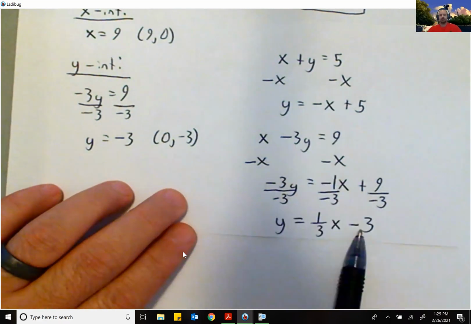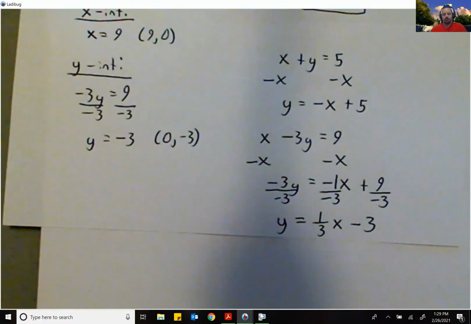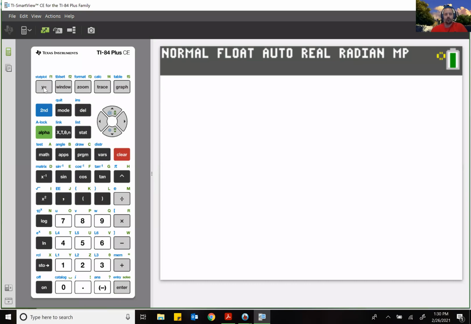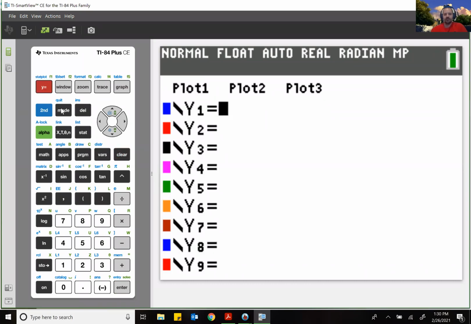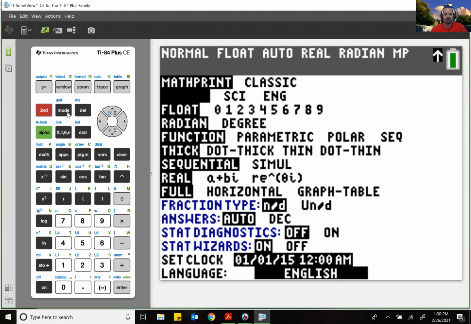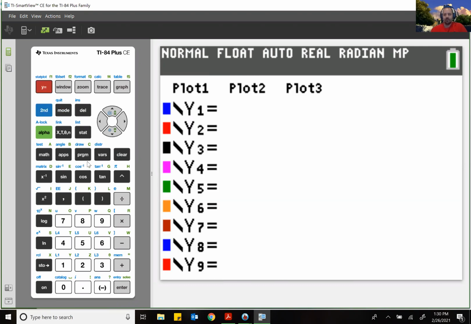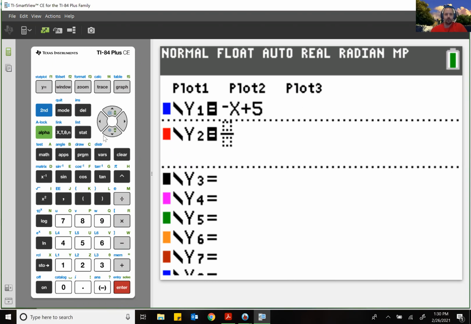So now that I have these, I'm going to go to my graphing calculator, and I'm going to go up to y equals. Hold on, let me check something, because I also use this calculator for calculus, so I want to make sure I'm in the correct mode. So we're going to put in our y equals. One of them was negative x plus 5. The other one was 1/3, so I'll hit alpha y equals, 1/3 x minus 3. Go to graph.